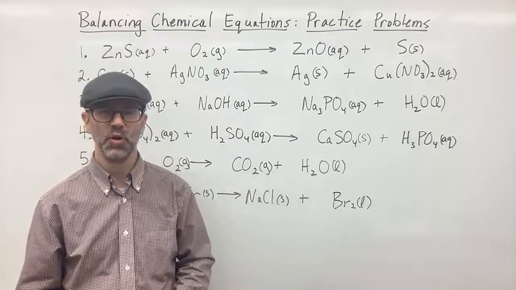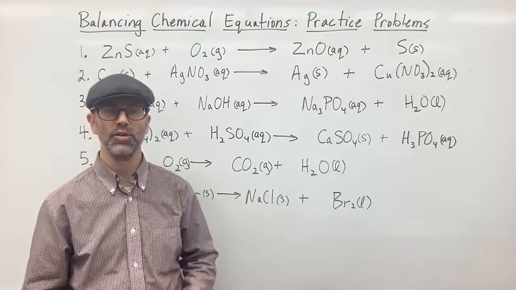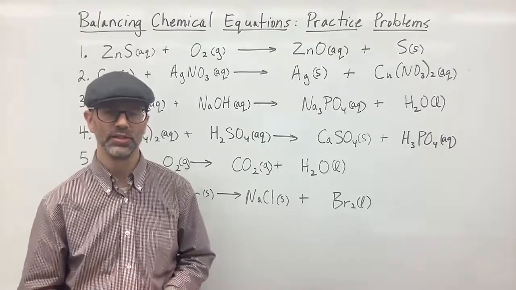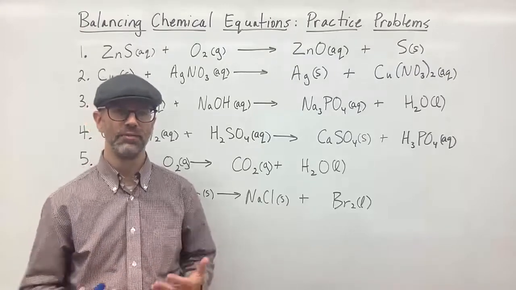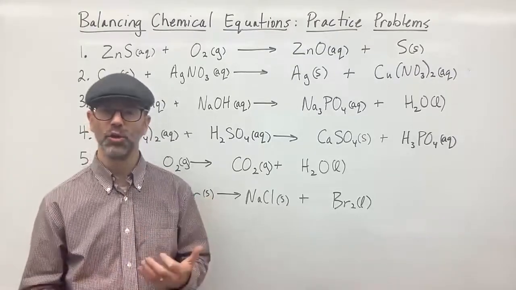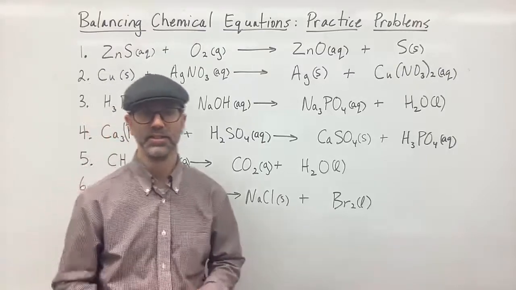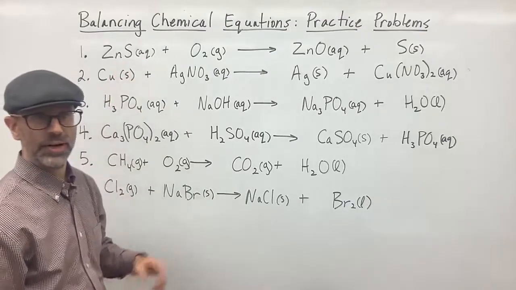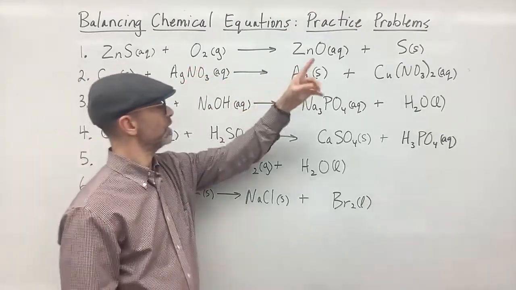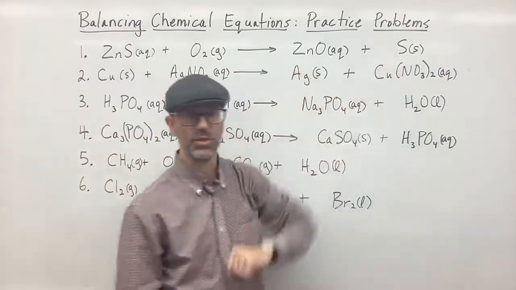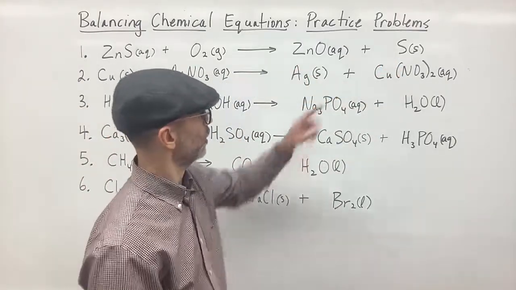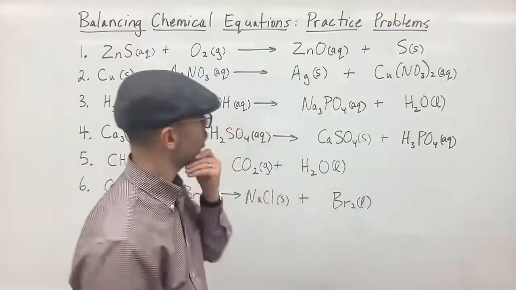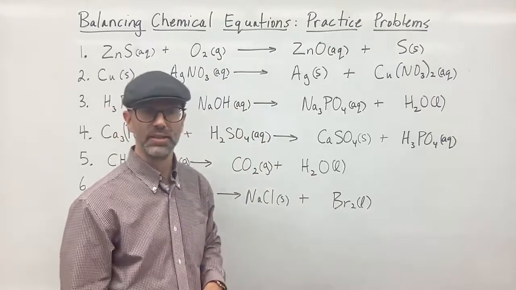My name is Mr. Kovalt, and in this video I'm going to go over some example problems, practice problems on balancing chemical equations. So I'm going to apply the steps that I have taught to these problems and show you how it's done. So let's get into this. So first problem, I have some zinc sulfide reacting with oxygen to form zinc oxide and some sulfur. Here you'll notice that sulfur is written as a monatomic instead of S8. So we'll go ahead and balance this equation.